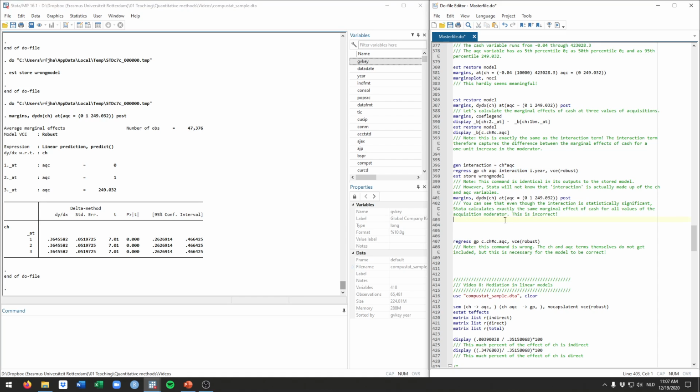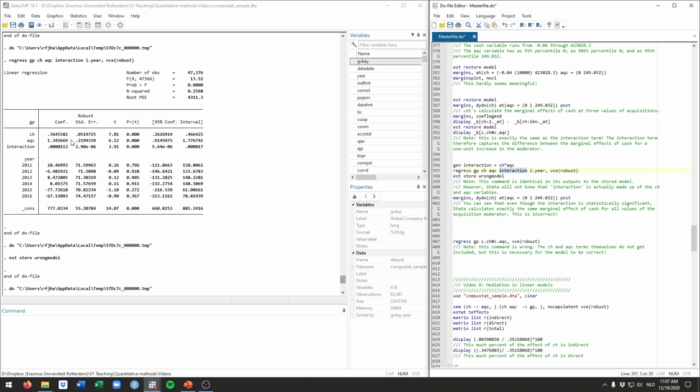So just to emphasize, what I want to illustrate here is you should never first generate a separate variable and then put that in the model, because your coefficients wouldn't be wrong, this is still correct, but Stata would not be able to help you in really interpreting these effects.